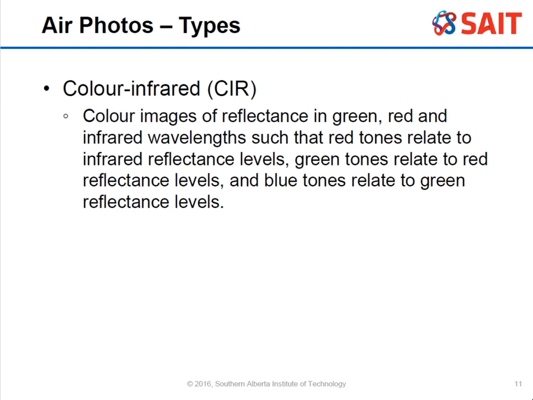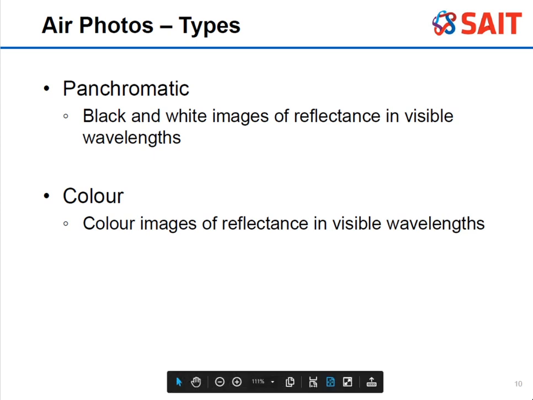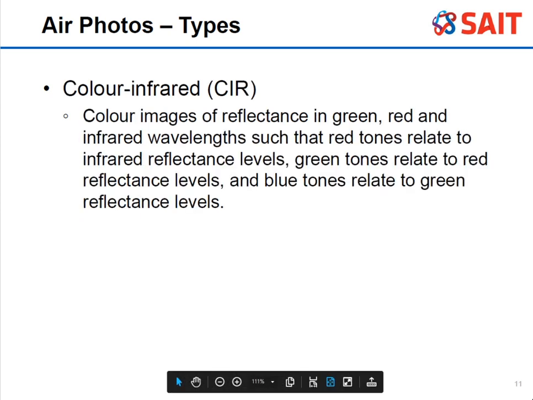So what you really need to pull out of this class is that there's three main kinds of film, or even digital arrays, to be able to capture that image. One is panchromatic, which is just black and white. One is color, or true color, so it looks like what our eyes see. And the other one is color infrared, where healthy vegetation is going to look red.